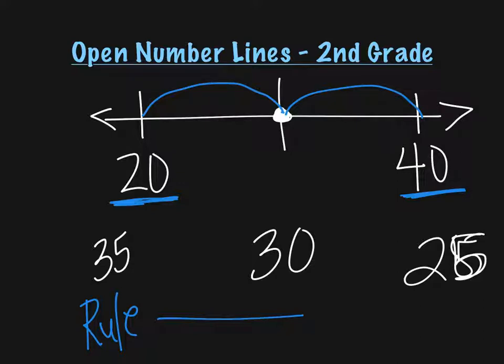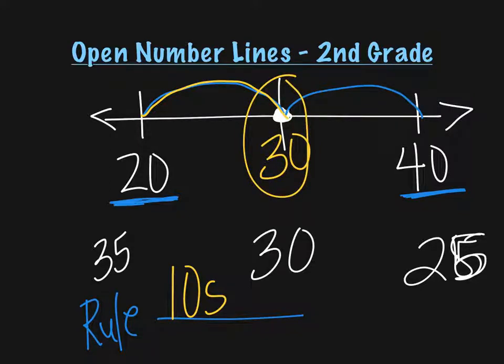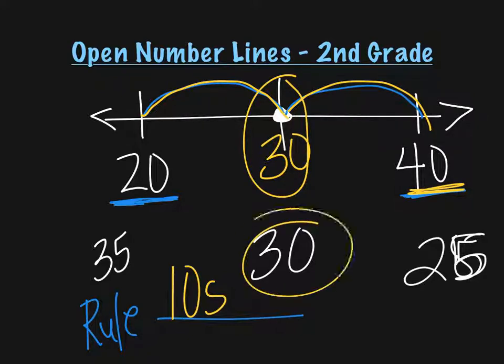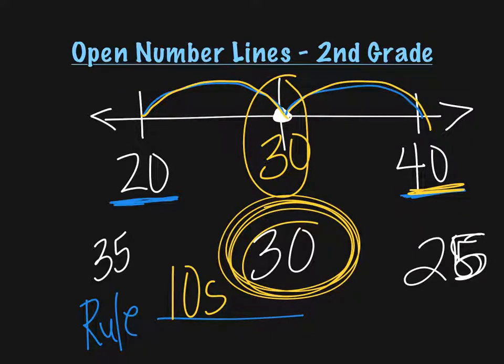Excellent. I agree. I think they're counting by tens. So 20, count by tens. What should this be? Good, 30. And then another 10 gives me 40. So here, that notch represented the number 30.